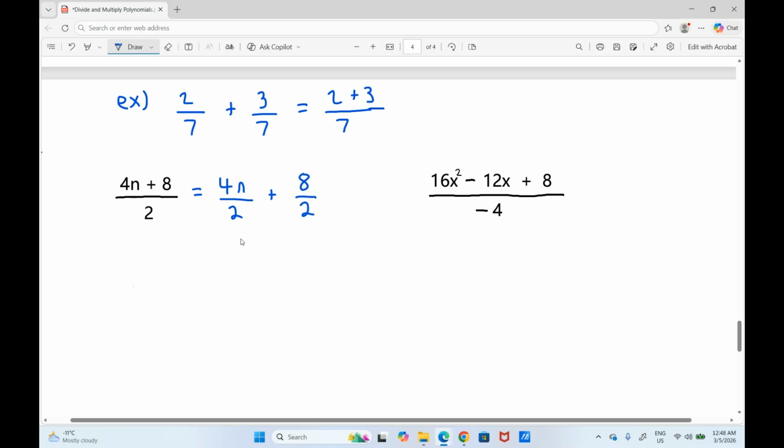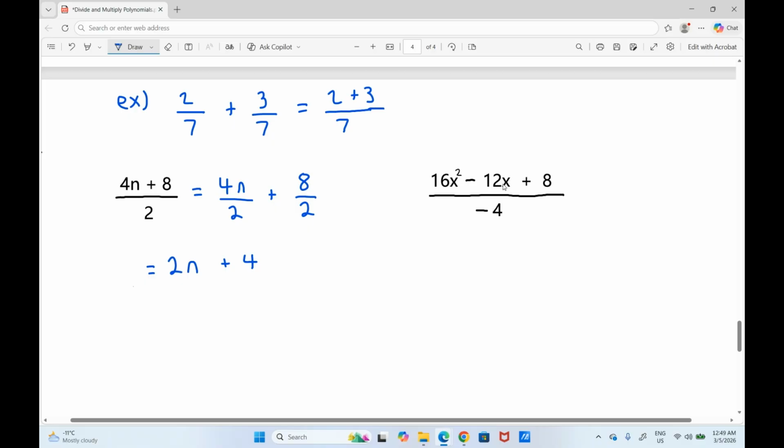So now we just solve for these individually. So for 4n divided by 2, since 4 divided by 2 is going to be 2, I'm going to have 2n. I leave n alone because I don't have any other n's on the denominator to cancel out with it. Now I'm going to write plus 8 divided by 2. 8 divided by 2 is 4. So when I simplify this polynomial here, I'm going to have 2n plus 4.